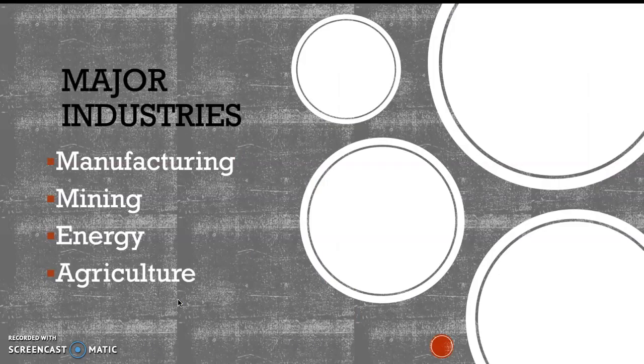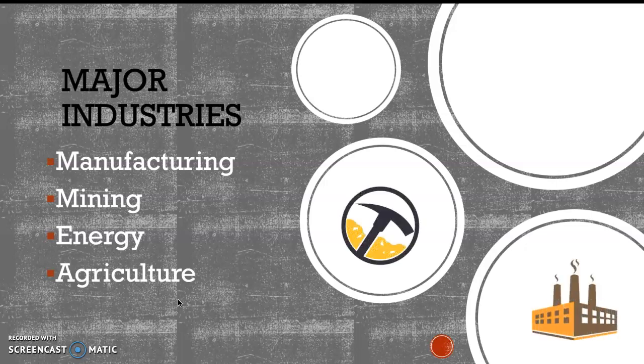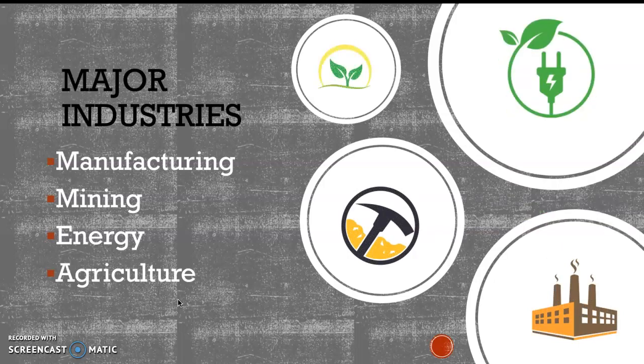So why did China become the second largest economy in the world? It involves four major industries. The first is manufacturing. The second is mining, energy, and agriculture. I think China was always an agricultural country, the largest agricultural country. But in the past hundred years, China has focused more on manufacturing and industry.